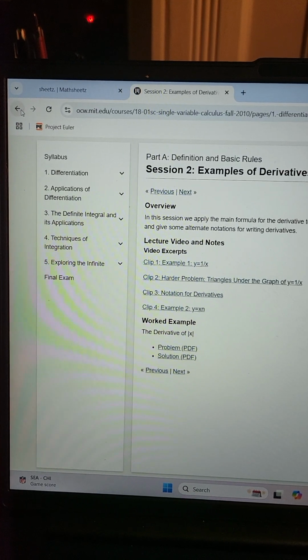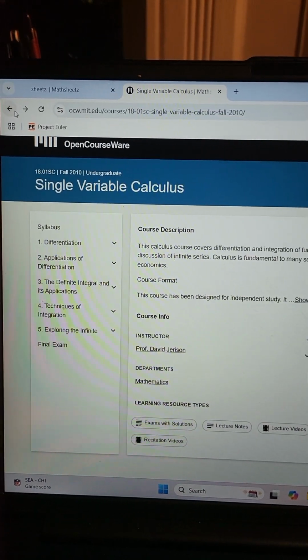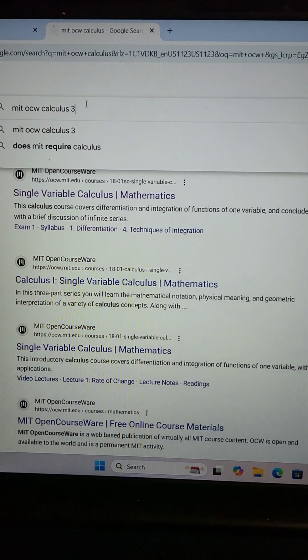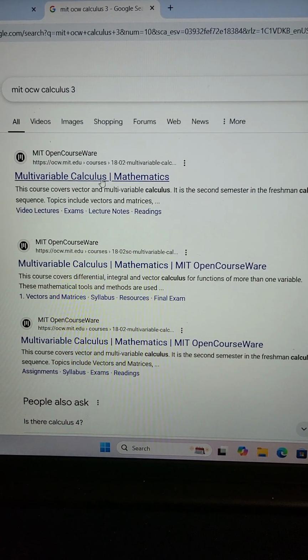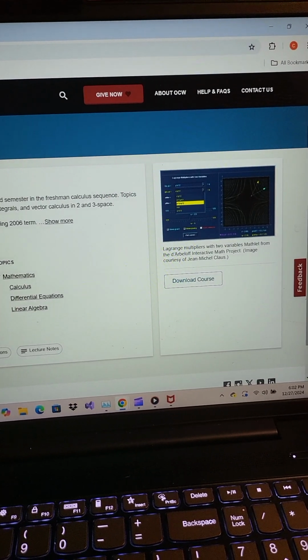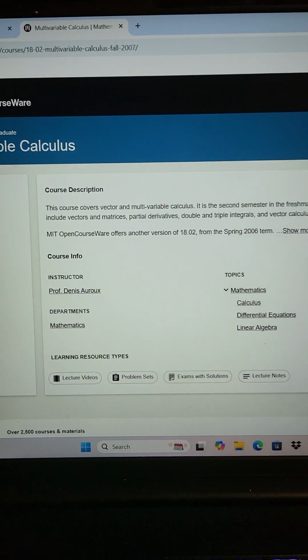And this is actually what I did when I first learned Calculus 3. Let's see if I can find it. So when I first learned Calculus 3, I did it through MIT OpenCourseware. And let's see if they still have the one that I learned from. They might have changed the website. This isn't the one that I learned from. Let me see if I can find it.